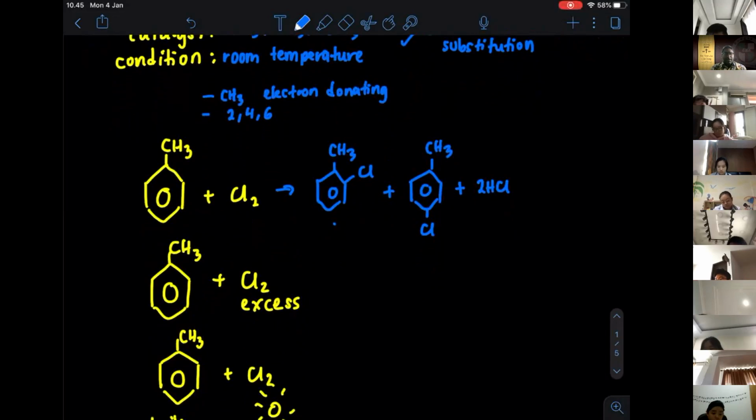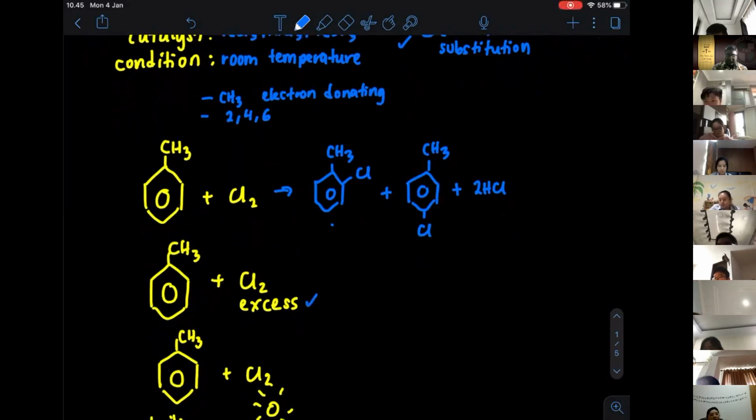For example, if you have methyl benzene and I'm going to use Cl2, but the Cl2 is going to be different. The Cl2 is going to be in excess. If it is in excess, how is it going to affect the product? It is still going to be a mixture, but you are going to get a different mixture. It's going to be a combination of 2, 4, 6.